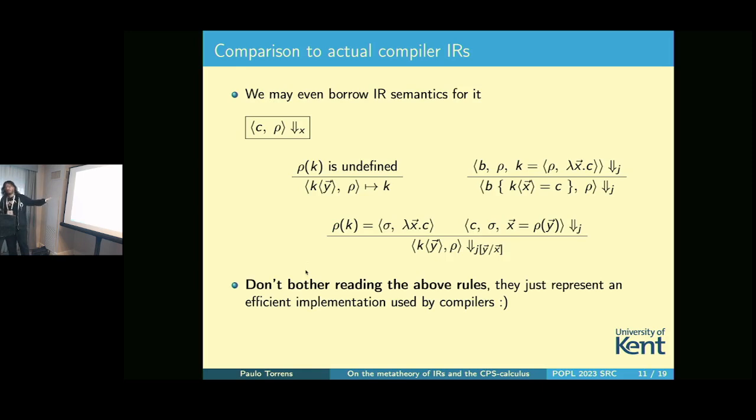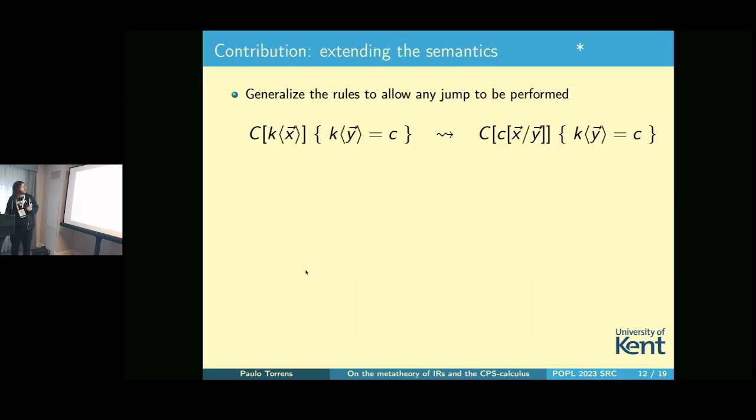Here, please don't worry about these rules. I added those just because I'm not a creative person. I didn't know how to illustrate this, but these rules are used as an efficient way of computing terms in CPS for compilers. These rules were taken from Kennedy's paper, which in turn was based on Appel's book. So this is how compilers implement the meaning of CPS terms, and I just moved this same relation to the CPS calculus because I want to explore what happens to it. So this is my first contribution.